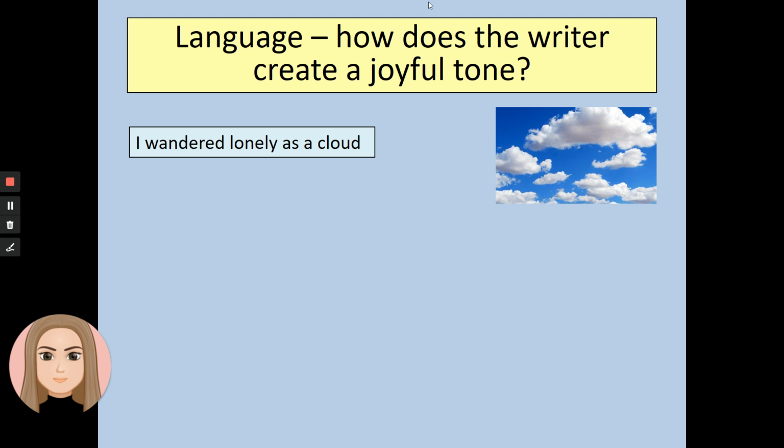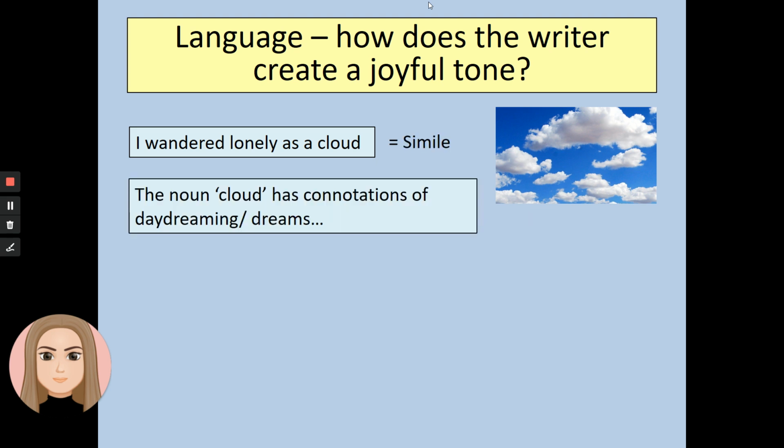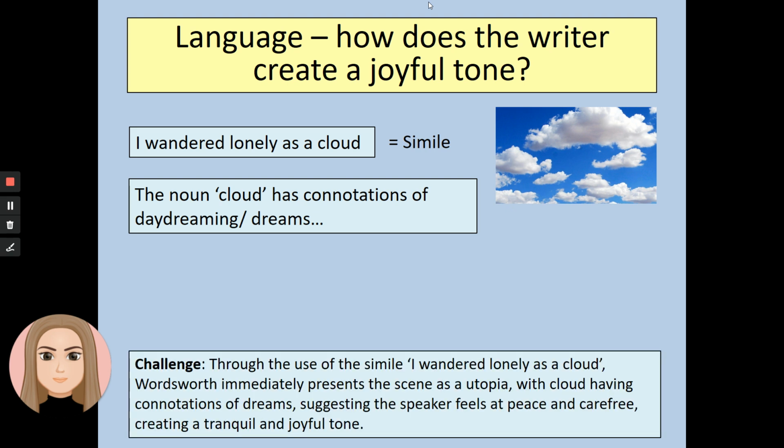I'm going to use the quotation, "I wandered lonely as a cloud," okay? Which is a simile. The noun cloud also has connotations of daydreaming and dreams. Well done if you had a go at trying to work that out yesterday. I always think that you see that coming about in things like comics or cartoons. They often have clouds coming out of the character's mind with their daydream or dream in it. So the noun cloud has connotations of daydreaming or dreams.